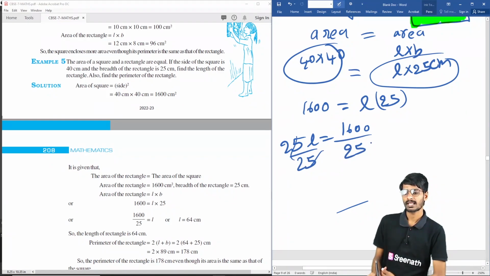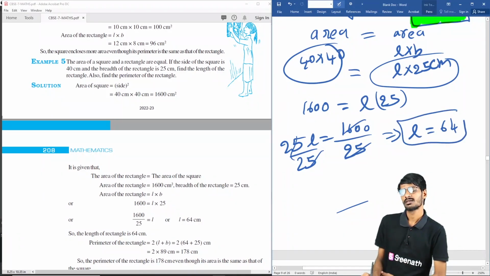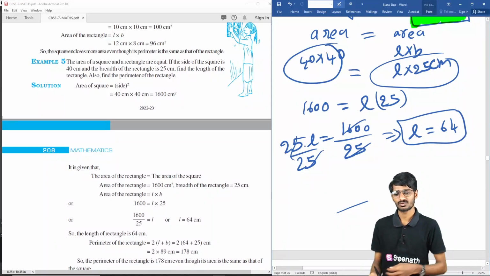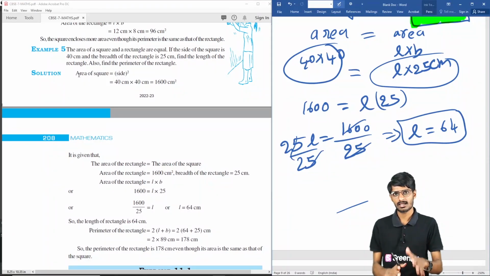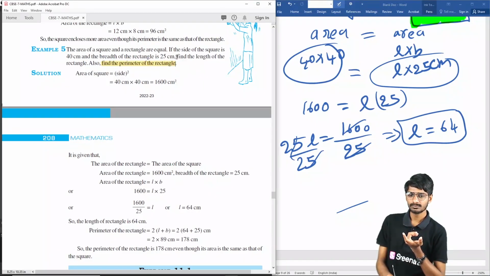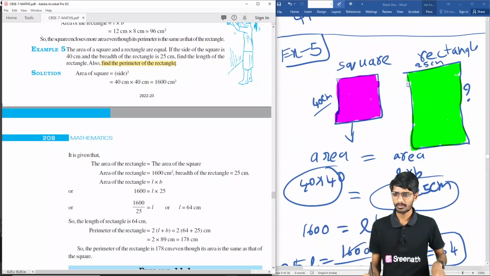So 25 cancels, and you will finally get length equal to 64 centimeters. That's it, students. After completing this, find the length of the rectangle. That is not the end of the question, but there is one more thing. Find the perimeter of the rectangle. Here we have to find out the perimeter.